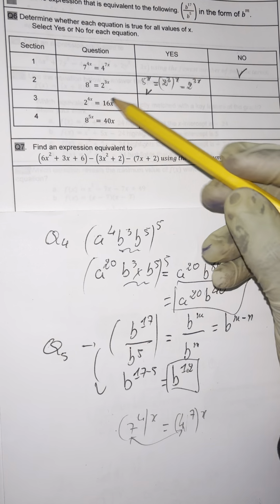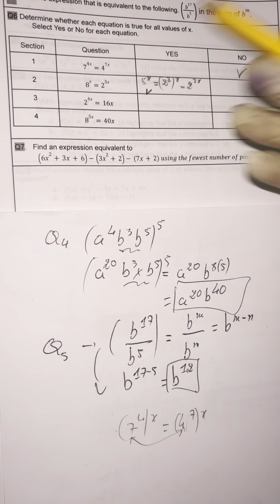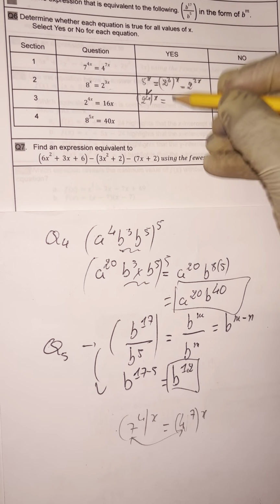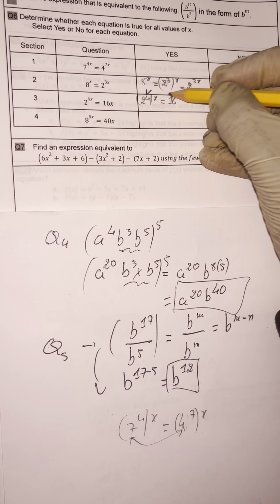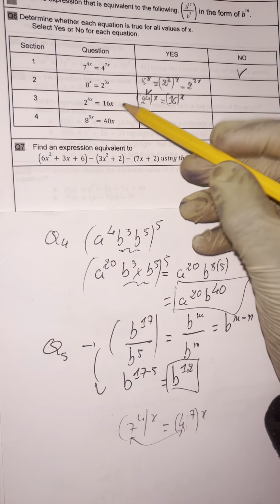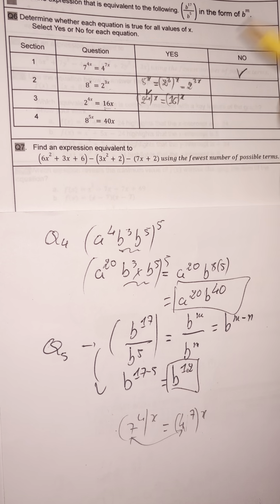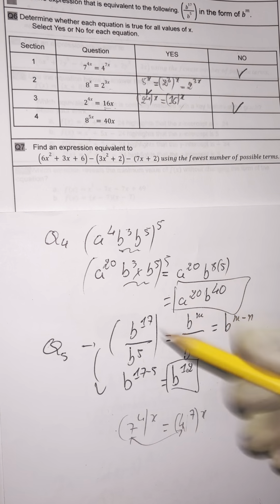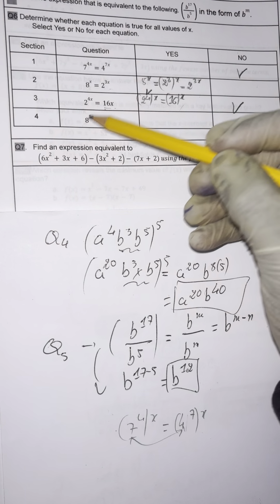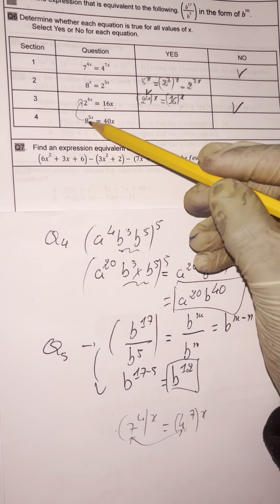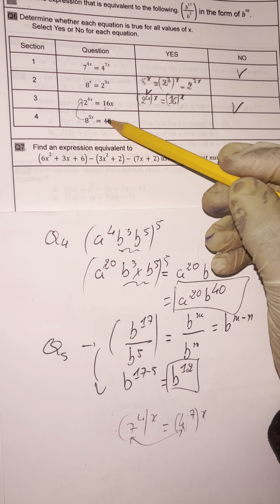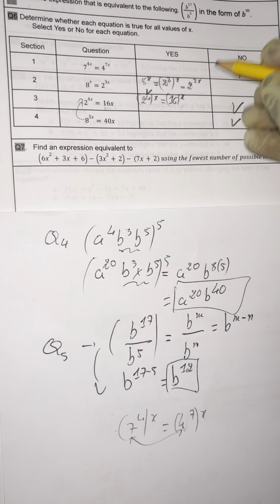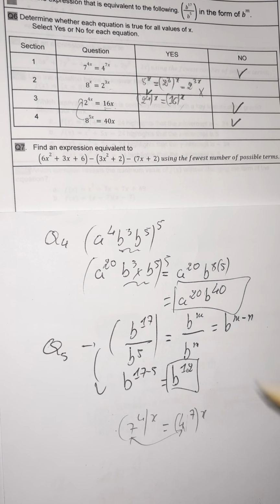All right, now the next one, 2 to the power 4 to the power x. That's like 16 to the power x. Is that equal to 16 times x? No, it does not. So no. And the next one, which is pretty similar, 8 to the power 5 to the power x, is it equal to 40 times x? Obviously not. All right, so we only have one yes, which is the second one.